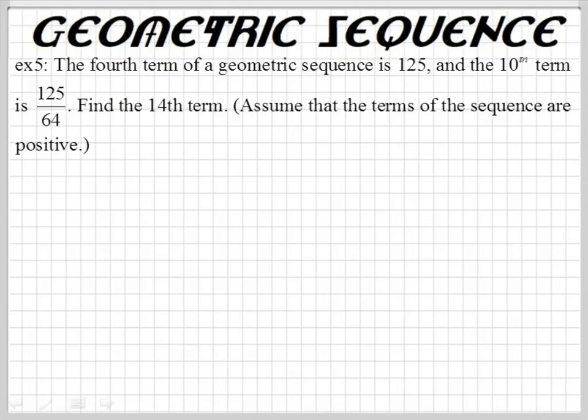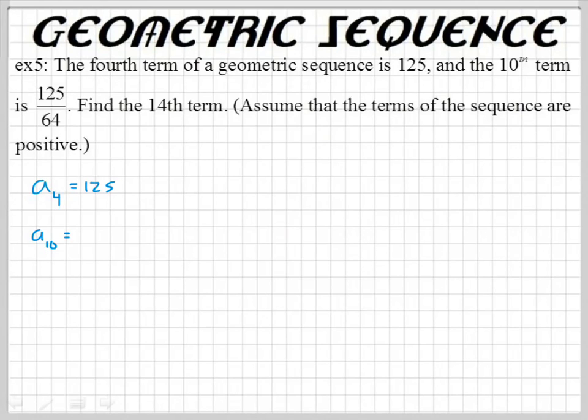Assume that the terms of the sequence are positive, and so we know that they're not alternating signs. We know that this is a geometric sequence, so we know what kind of rule it's going to look like. Let's write out things that we like, like a sub 10 equals 125. That way we can see that 10 right there. No, that's not a sub 10. That's a sub 4.